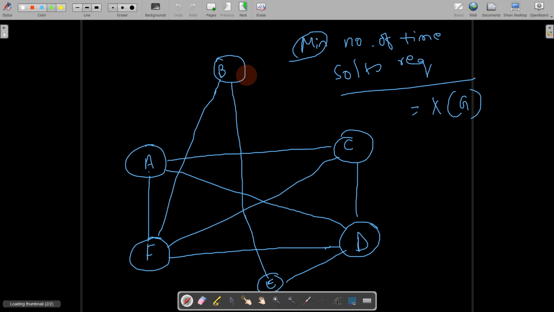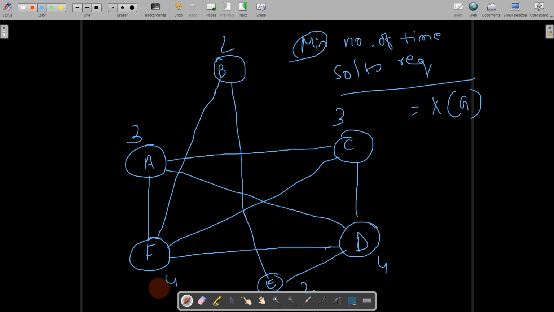So let us try to find, is there any subgraph of this original graph that is a complete graph? Then we know how many minimum colors would be required to color that graph. We will first find the degree of all the nodes. Here A has degree 3, B has degree 2, C has degree 3, D has 4, E has 2, and F also has degree 4.